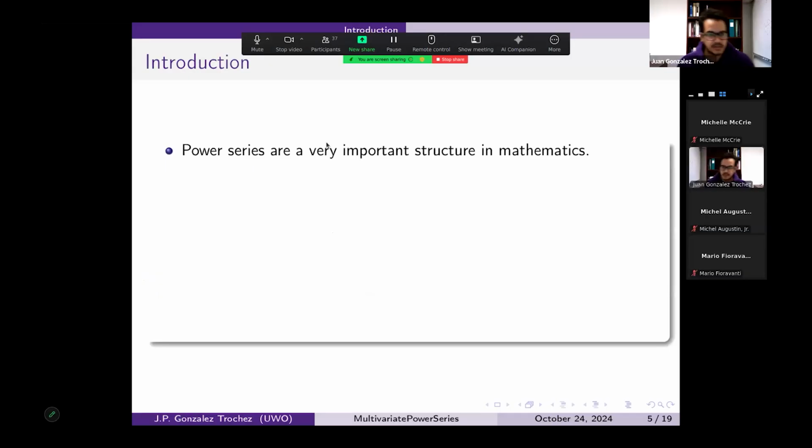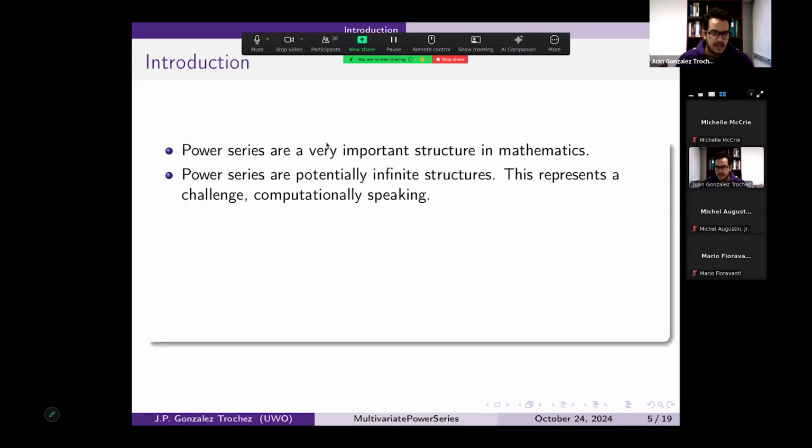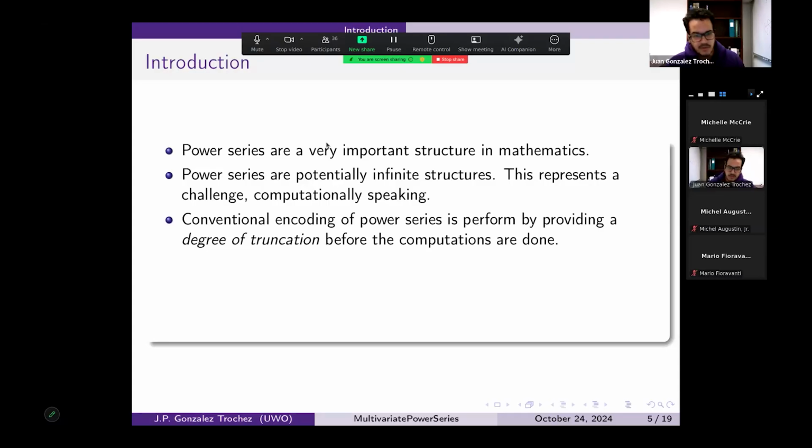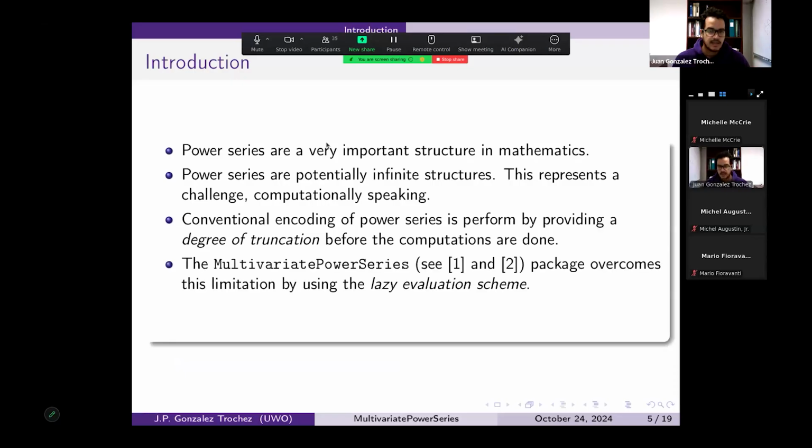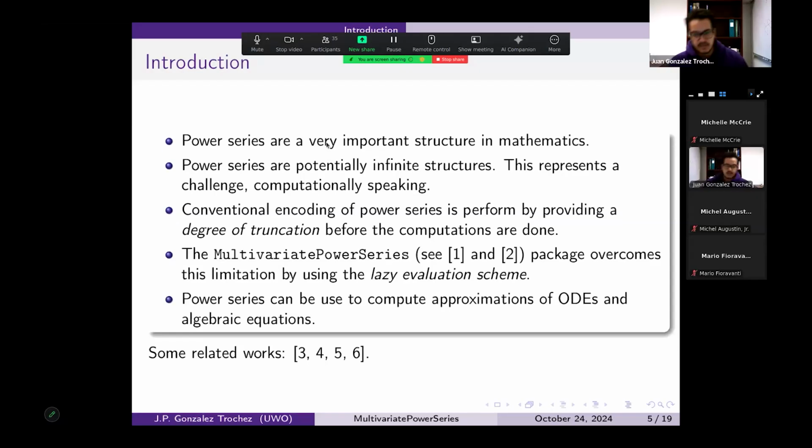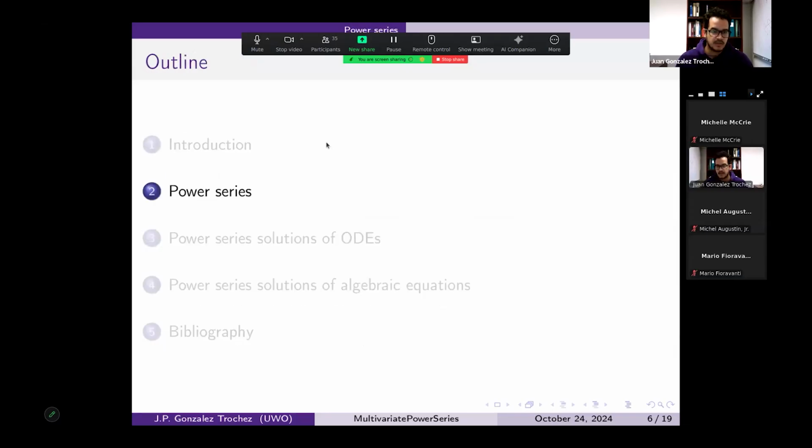The introduction. Power series are very important structures in mathematics, but they are potentially infinite structures, and this represents a challenge computationally speaking. Conventional encoding of power series is performed by providing a truncation degree before the computations are done. So in case we want to increase this truncation degree, we need to redo all the computations. The MultivariatePowerSeries package in Maple overcomes this limitation by using the lazy evaluation scheme, which only computes things when needed and just once. Power series can be used to compute approximations of ODEs and algebraic equations, and that will be the main topic of today's talk.